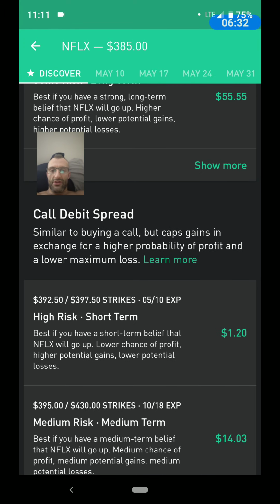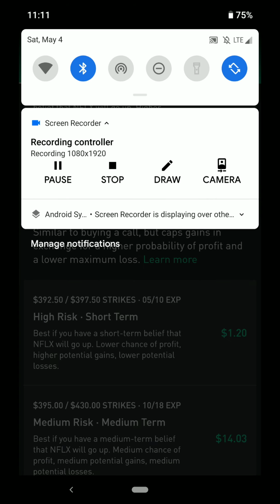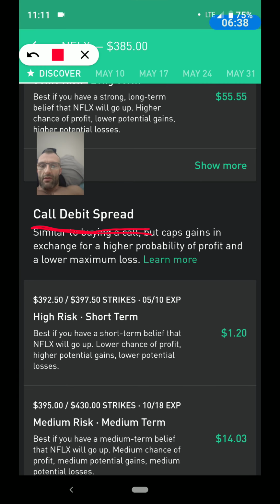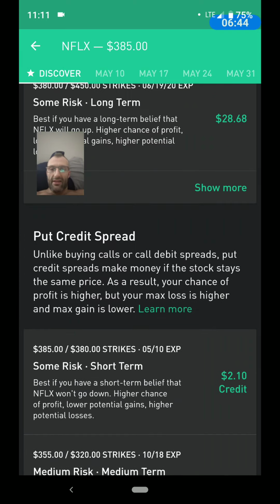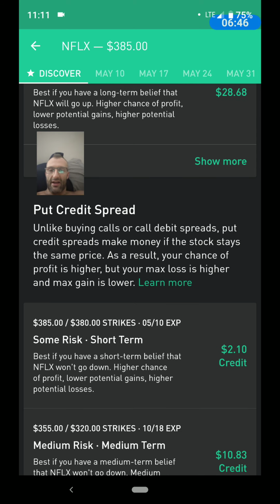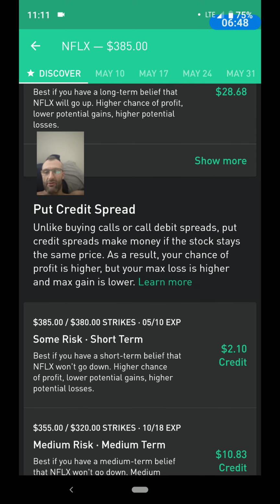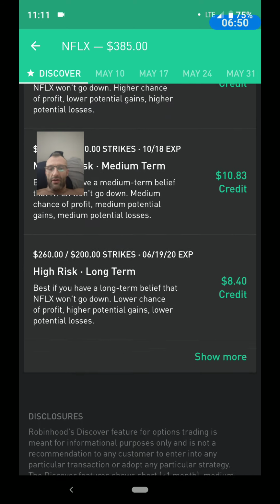It gives you a couple options there. There's debit spreads. So what do we know about debit spreads? Debit spreads are the ones right here. Debit spreads are the ones that cost us money. So those are not the ones I like. Here we go. These are the ones I like. Put credit spreads. But I never choose from the list. I actually go create my own.